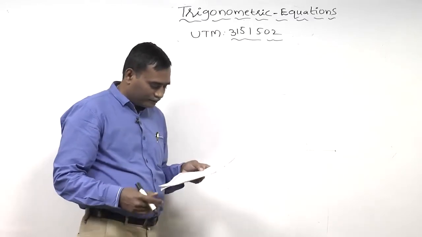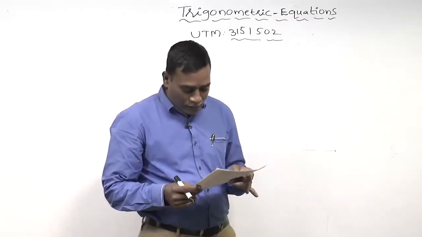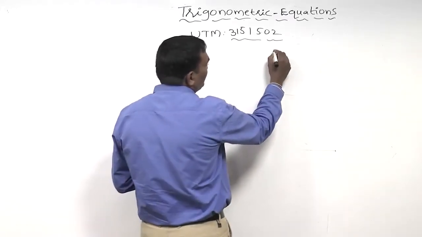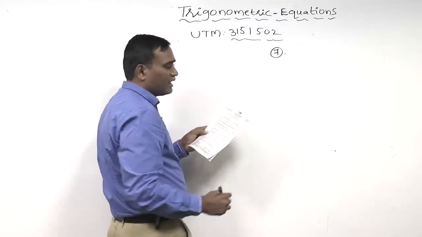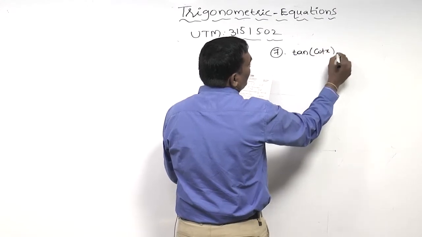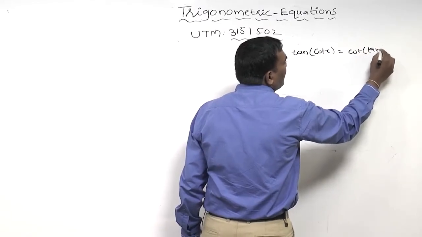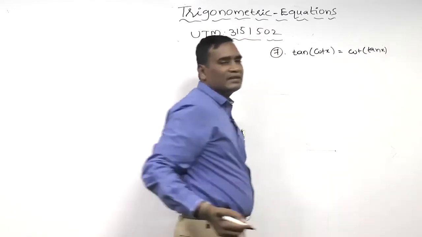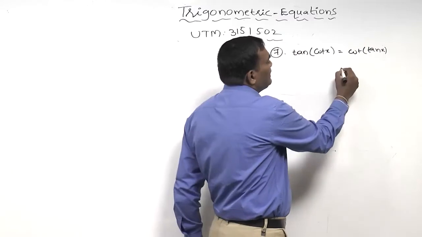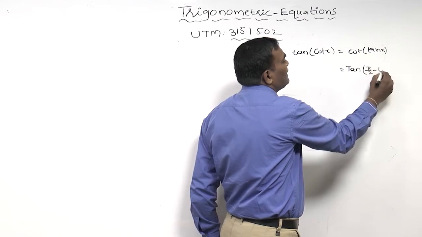What is the seventh one? It is looking different. Here it is not asking for the general solution, it is asking for the sine 2x value. What is the value of sine 2x? tan of cot x is equal to cot of tan x. Here tan is there, here cot is there. Then what to do? Change this in terms of tan. So cot theta is equal to what? We can write tan of pi by 2 minus tan x.